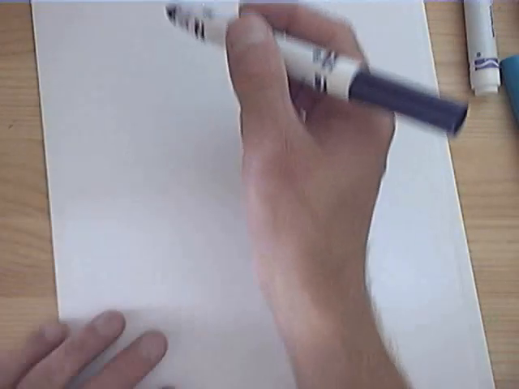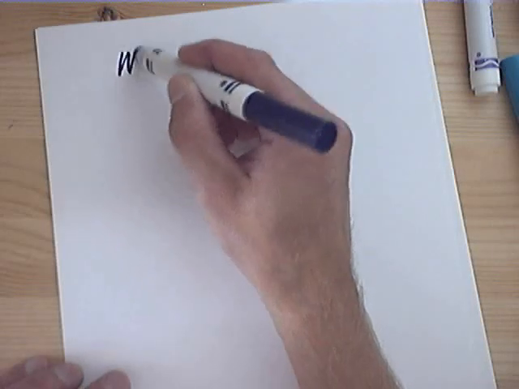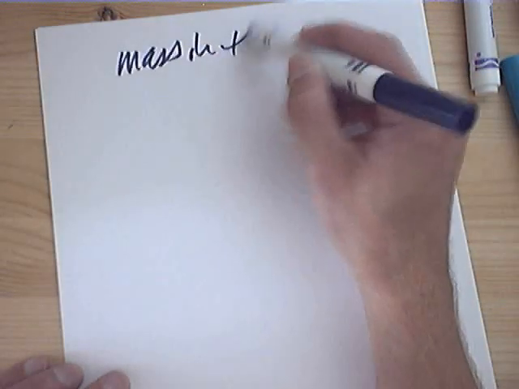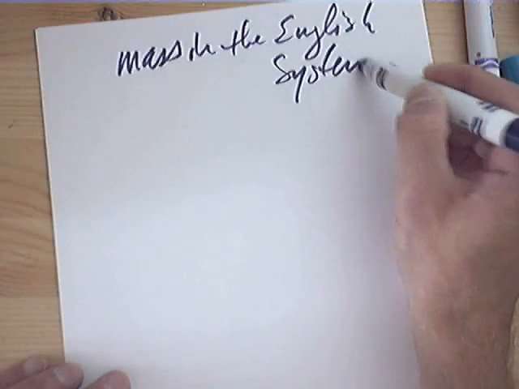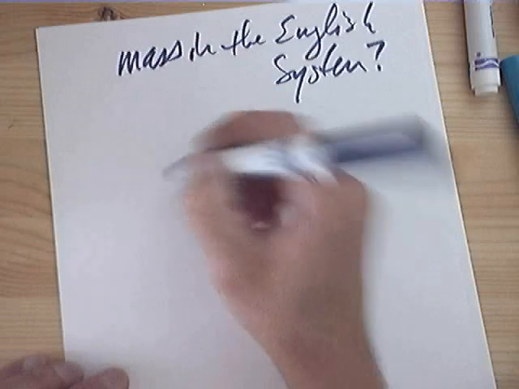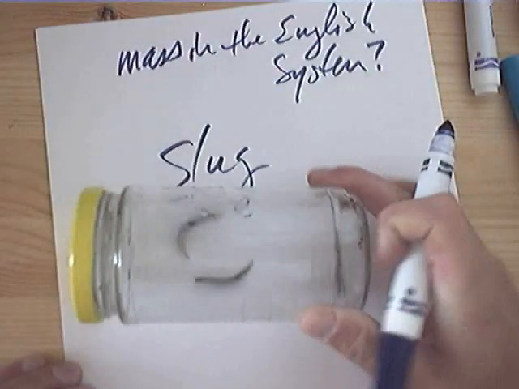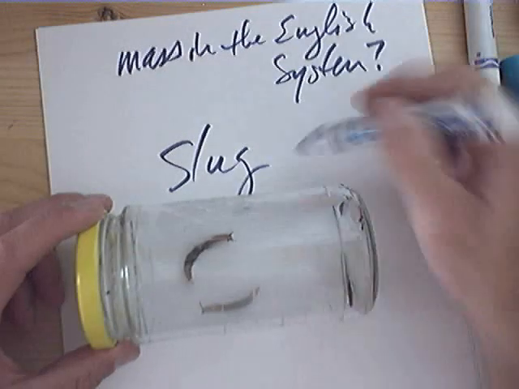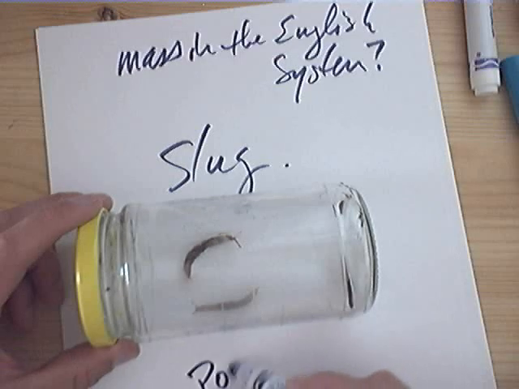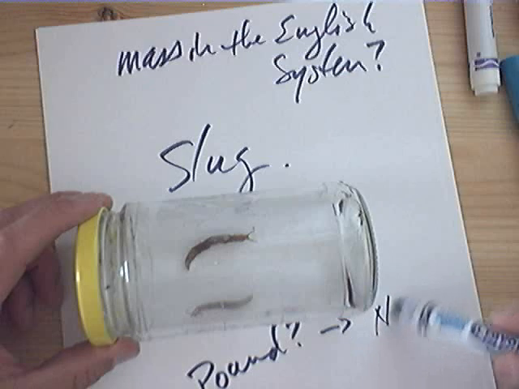So, finally, what is the unit for mass in the English system? That's right, it's the slug. I've got these two out of my yard. What? It's not the pound? No, that comes in Newton's second law.